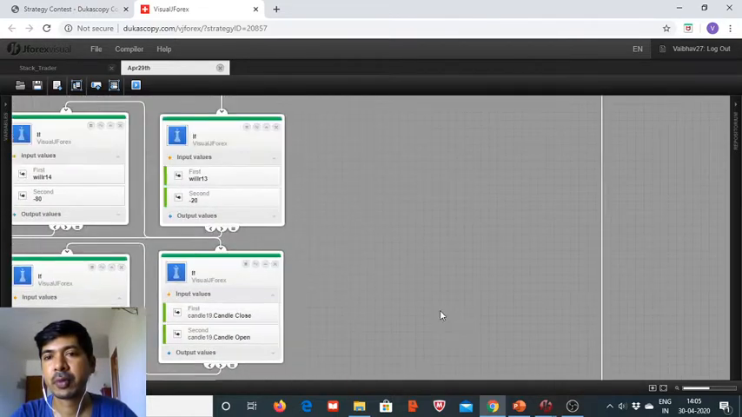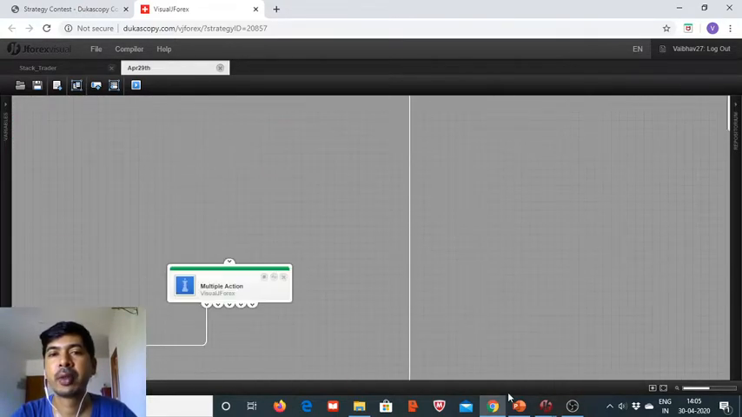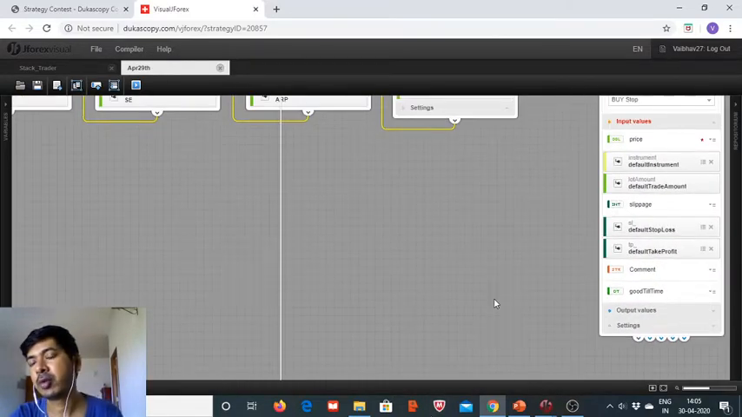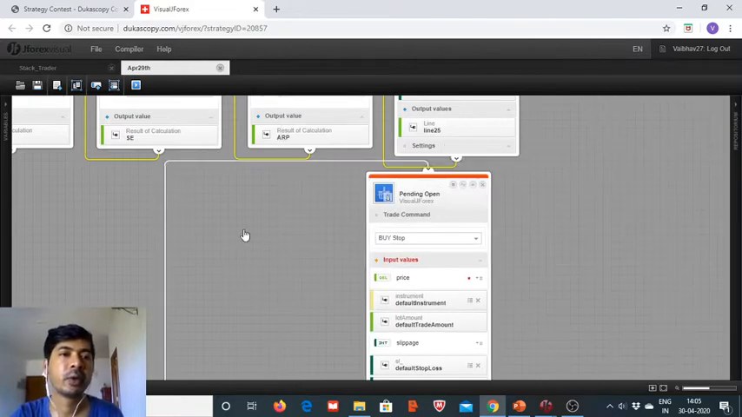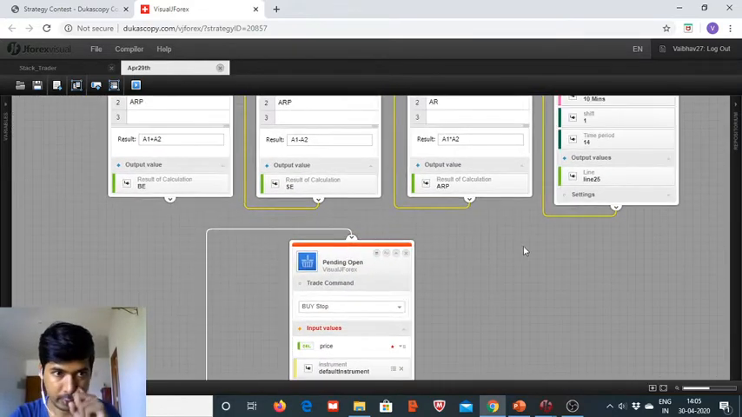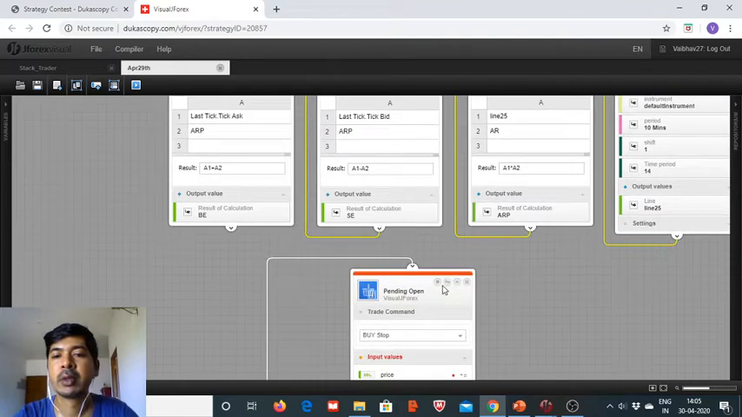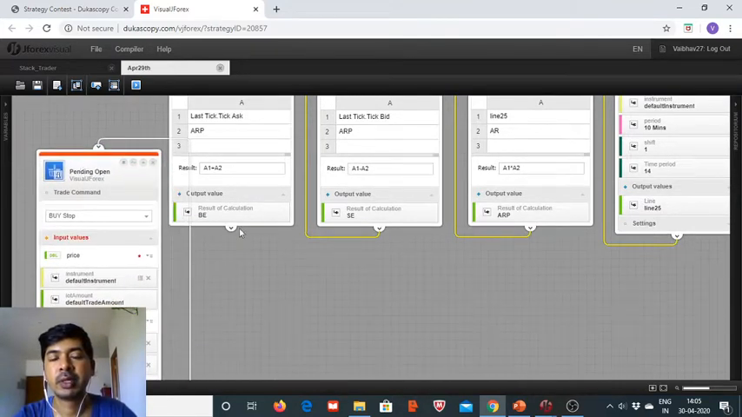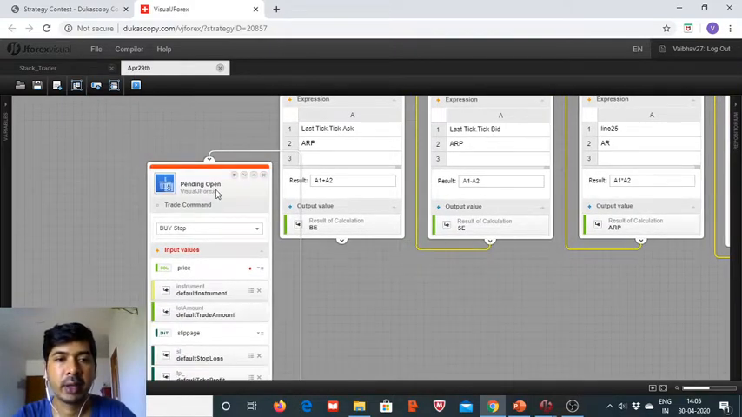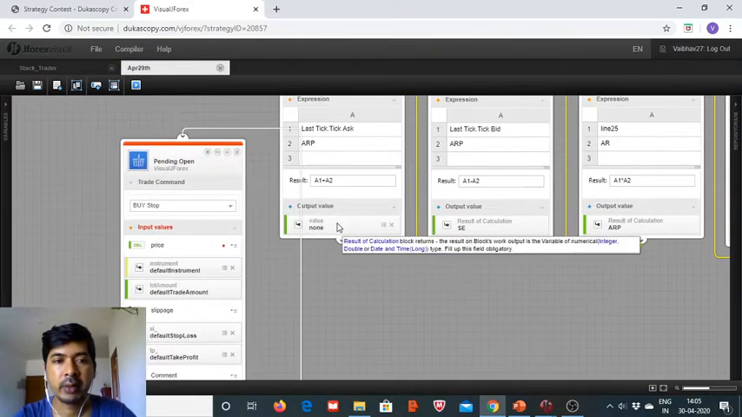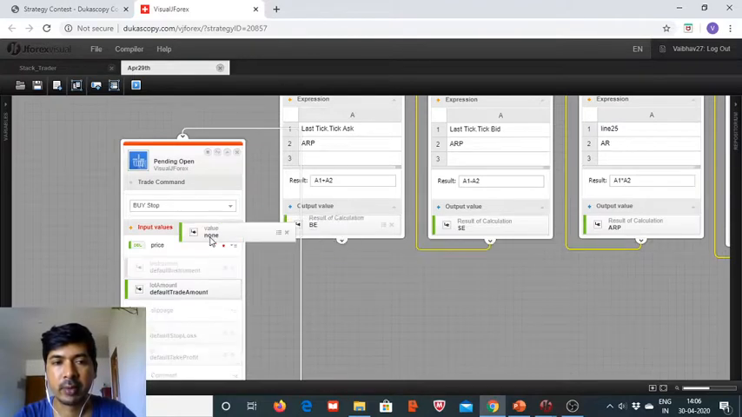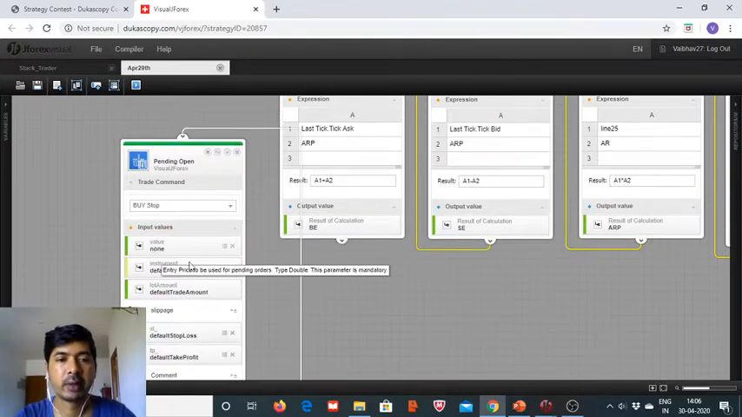Now we need to use the buy entry point as our price for the order execution. So we go here and we see the ATR range pips which we have added to the last tick ask, and that is our result, and the variable type is double, so it will match.